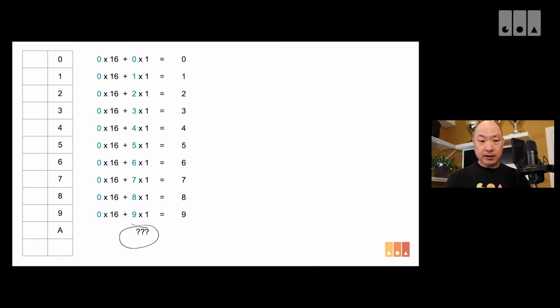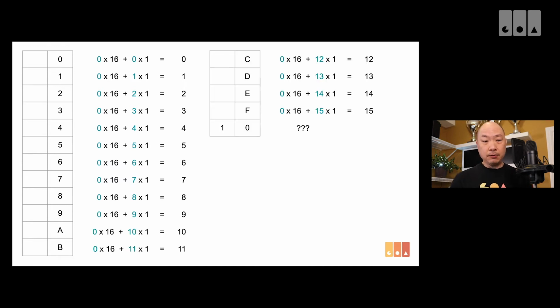Well, if we look at what we said earlier, A is 10. So A means it's 0 16ths and 10 ones, which gives us the number 10. And B represents the number 11. B is the symbol for 11. So we have 0 16ths and 11 ones. The same with C, D, E until we get to F. F means there's 0 16ths and 15 ones, which gives us the number 15.